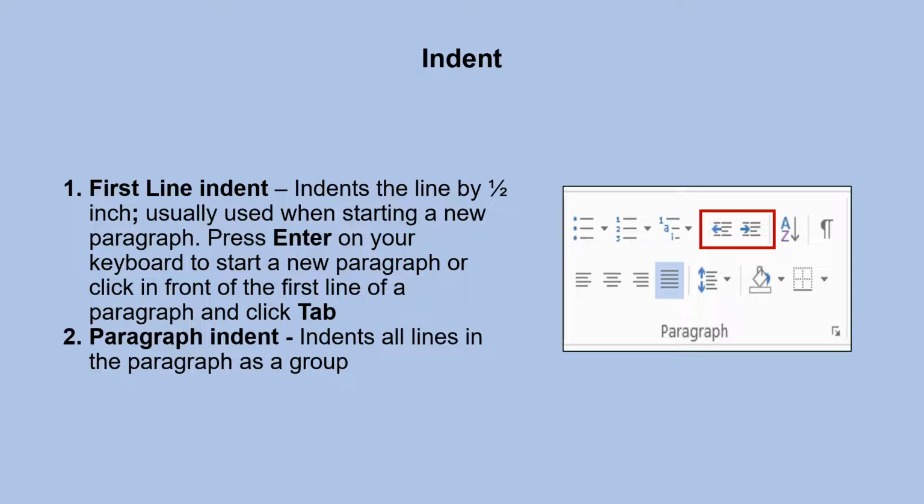So first line indent will indent the line that you choose by 1/2 inch, and that's usually used when you're starting a new paragraph to differentiate between your paragraphs and show order. So usually when you want to begin a new paragraph, you will press the enter key on your keyboard, and it will start a new paragraph and indent the new line by 1/2 inch. So if that does not happen, you can click to the left of the first line of your paragraph and press the tab button, and it will indent it. There's also paragraph indent, which indents all of the lines in the paragraph as a group.